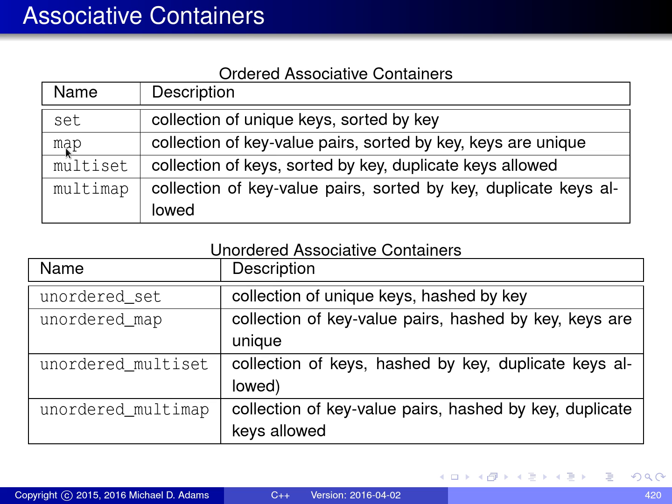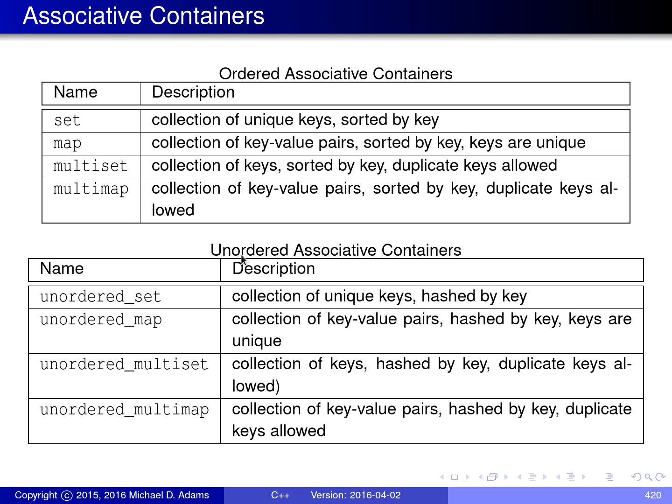Then we have what's called a map. In the case of a map, the individual elements are pairs of a key and a value, which go together. The elements are sorted by key, and the keys have to be unique. Multiset and multimap are very similar to set and map. The only difference is that duplicate keys are allowed in the case of multiset and multimap, whereas in the case of set and map, the keys have to be unique.